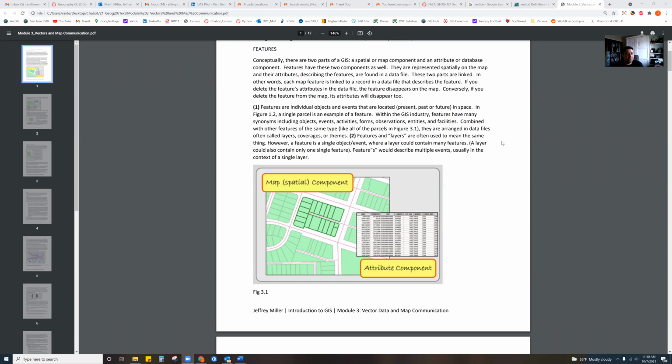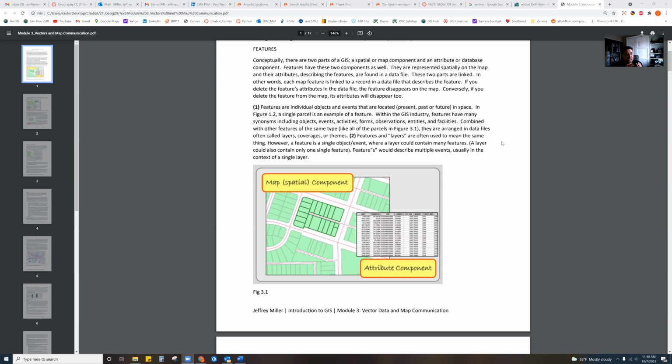type of event or object, event/object, that is plotted in space. So some type of event that's plotted in space, that's a feature, or an object. So it's kind of hand in hand. Now, there's a lot of synonyms to this. We could say object, event, activity, form, observation, record.